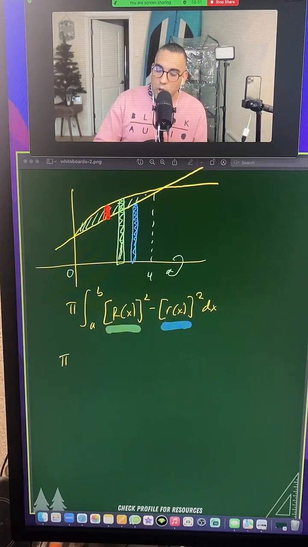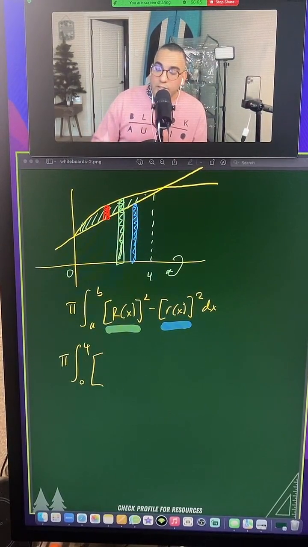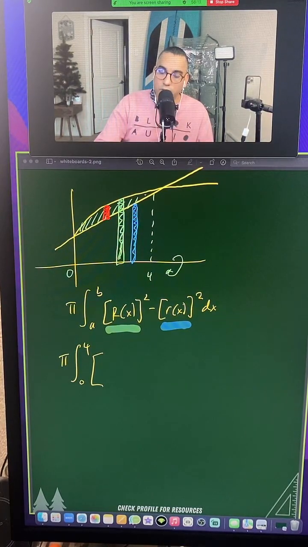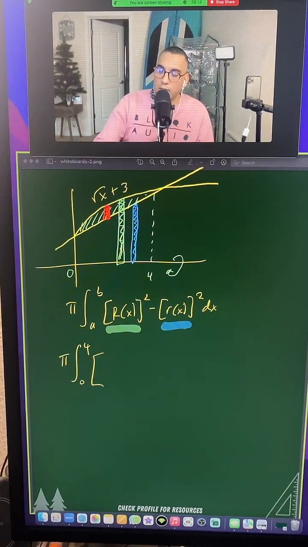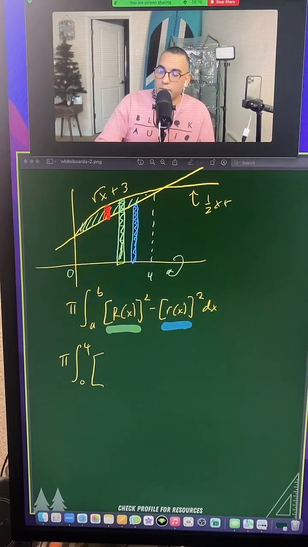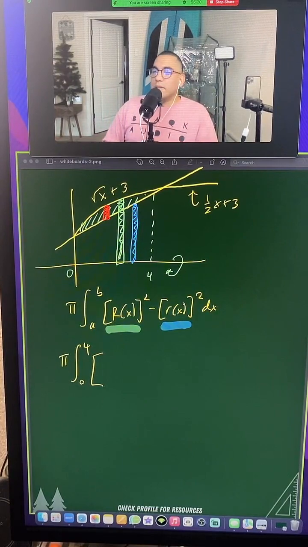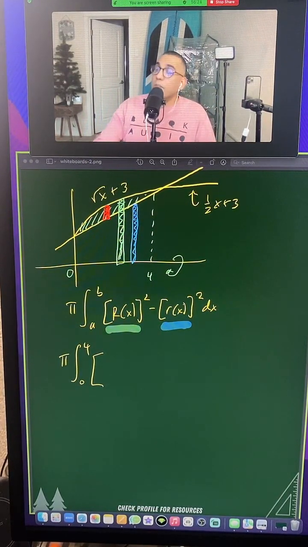All right, so here we go. So we know the parameters are from 0 to 4, but what is the larger radius in this case? Here, I'll write the functions here. I believe it was root x plus 3, and then the other one was 1/2 x plus 3. Okay, so we've got to find the larger radius. It's the top function minus the axis.